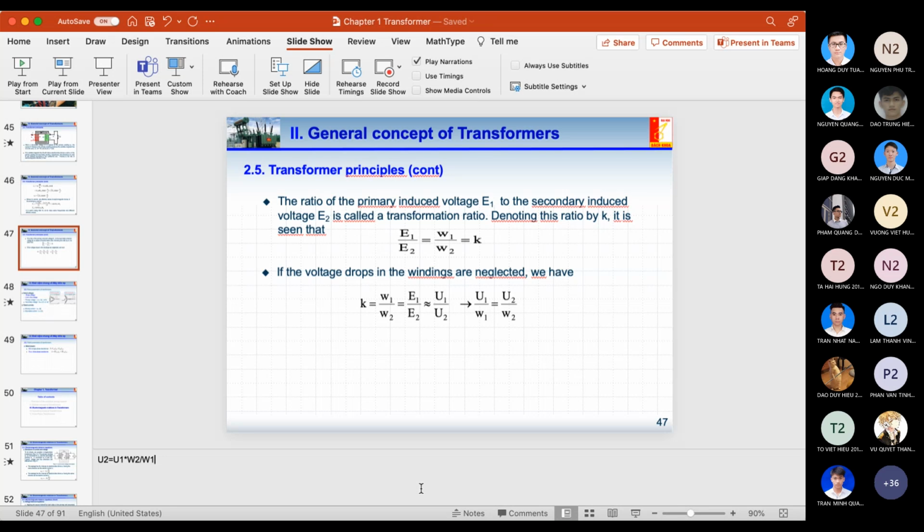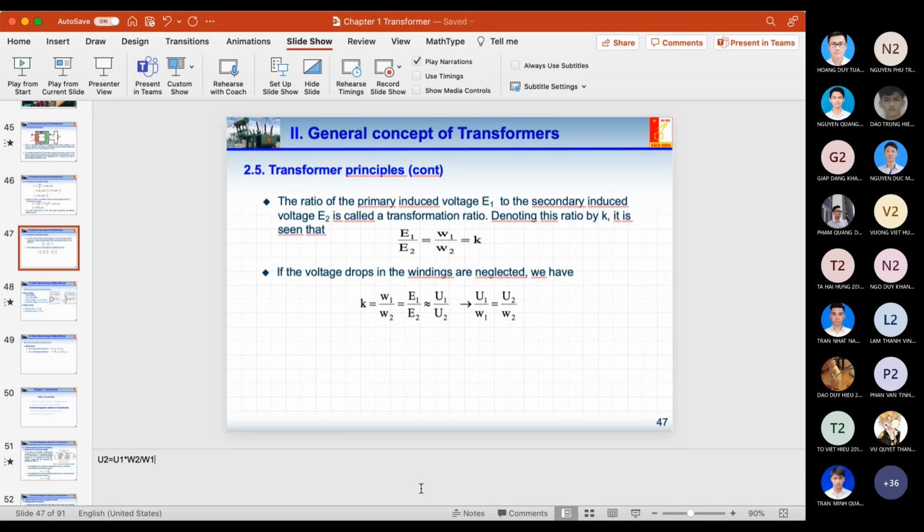Okay, a few seconds ago you said that we need to change the turn number of W1, and now you switch to W2. I think it will depend on the type. Yes, I'm telling you, we are considering the step down transformer. Yes, step down transformer. Okay, so we are focusing on the step down transformer, of course.